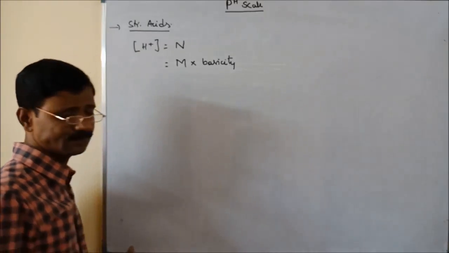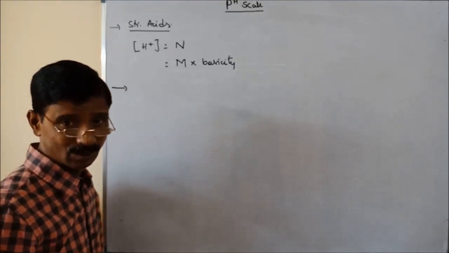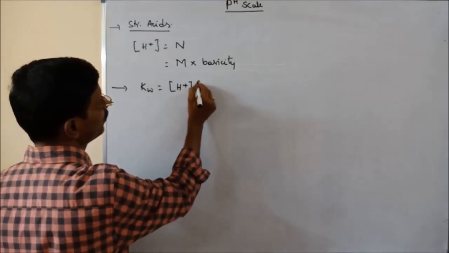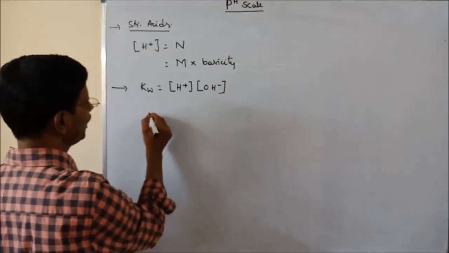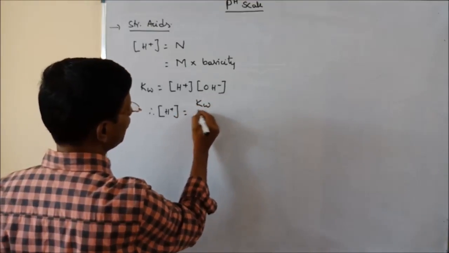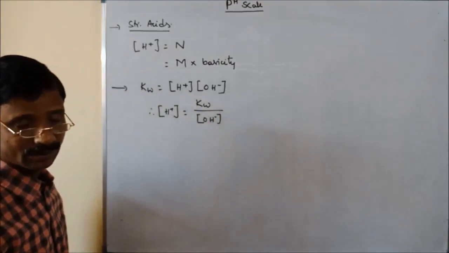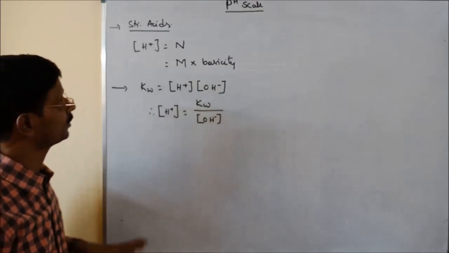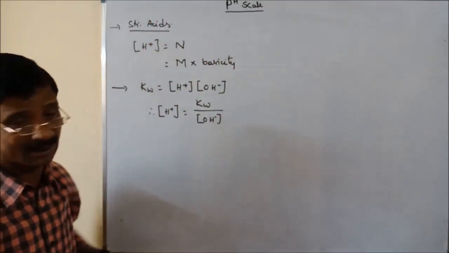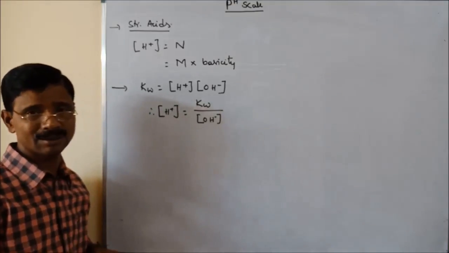And sometimes to find H plus, we have one important concept, that is the ionic product of water, that is Kw equals H plus into OH minus. Therefore the concentration of H plus is nothing but Kw by OH minus. So like this also sometimes you will get the concentration of H plus. Anyhow, in case of strong acid, H plus equals normality or molarity into basicity, and in terms of the ionic product of water, it is Kw by OH minus.